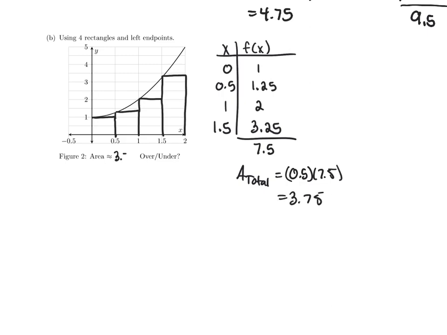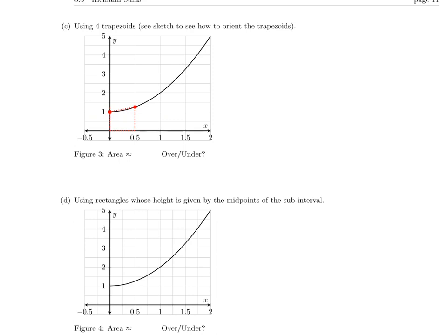So our approximate area is 3.75, and that is clearly an under approximation because we can see that we are missing some pretty big, almost triangular shaped regions by doing these left endpoints. Let's try for a better approximation.